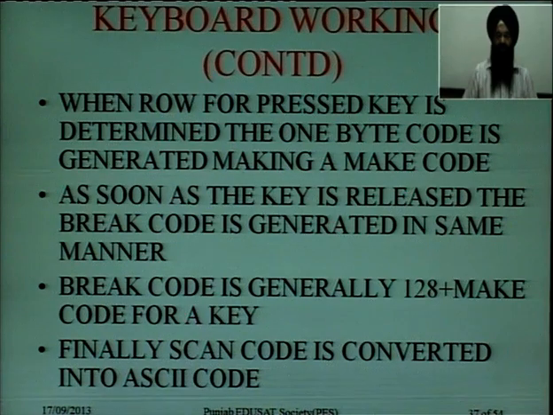When the row for the pressed key is determined, it means the key is detected, then a 1 byte code for that key is generated, which is called a make code. As soon as the key is released, the break code is generated in the same manner, and the break code is generally 128 plus the make code for a key.